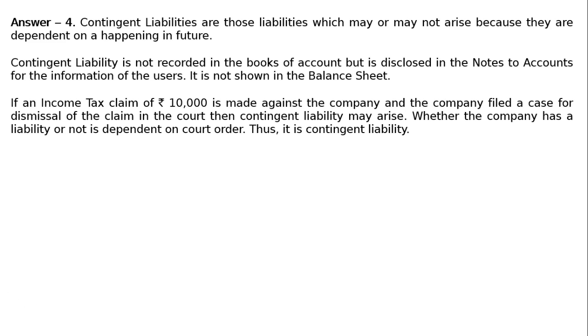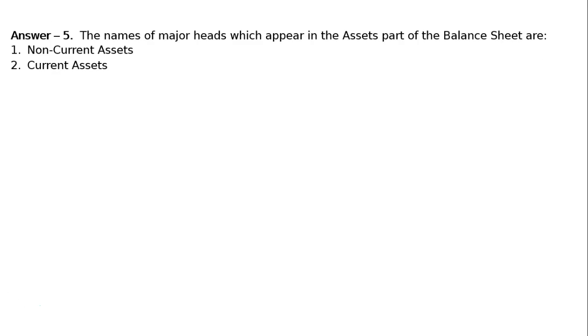Fifth one is, name the major heads which appear in the assets part of the balance sheet. The names of major heads which appear in the assets part of the balance sheet are: there are 2 major heads. 1 is non-current assets, 2 current assets.